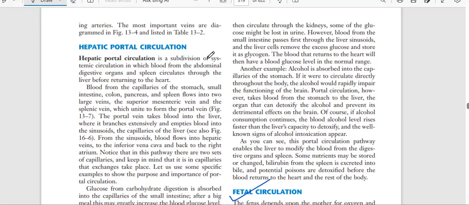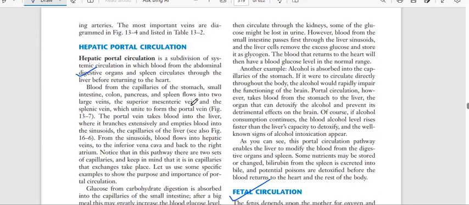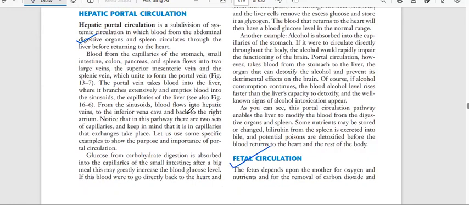Hepatic portal circulation is a subdivision of systemic circulation in which blood flow to the abdominal digestive organs and spleen circulates to the liver before returning to the heart. Blood from the capillaries of the small intestine, pancreas, and spleen flows into the large vein. So I think all those things we discussed. Some important things here.